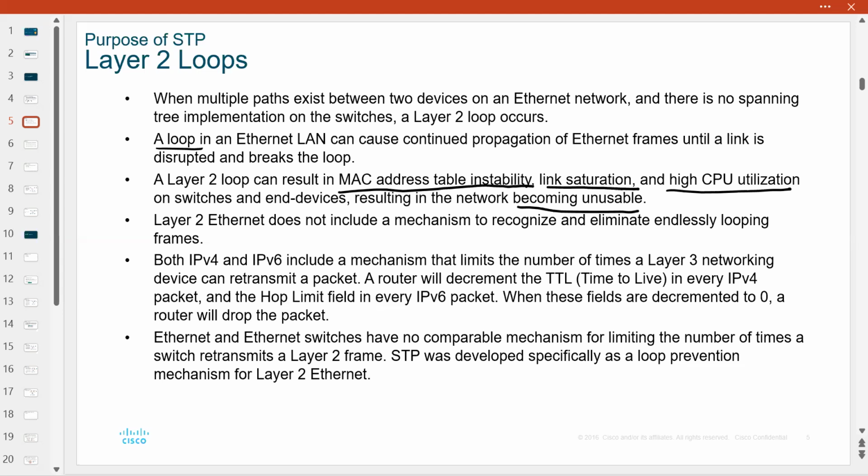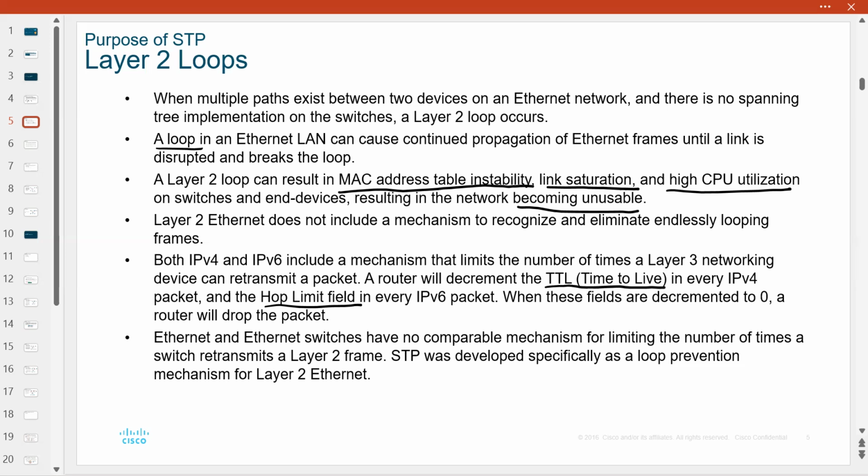Layer 2 networks do not include a mechanism to recognize and eliminate endless looping frames. IPv4 and IPv6 have a mechanism: the time to live (TTL) and the hop limit field help with layer 3 networks, so that we have a mechanism which limits the number of times a device can retransmit a packet. We'll look at that as well. Lastly, Ethernet and Ethernet switches have no comparable mechanism for limiting the number of times a switch retransmits. That's why STP was developed to prevent loops.